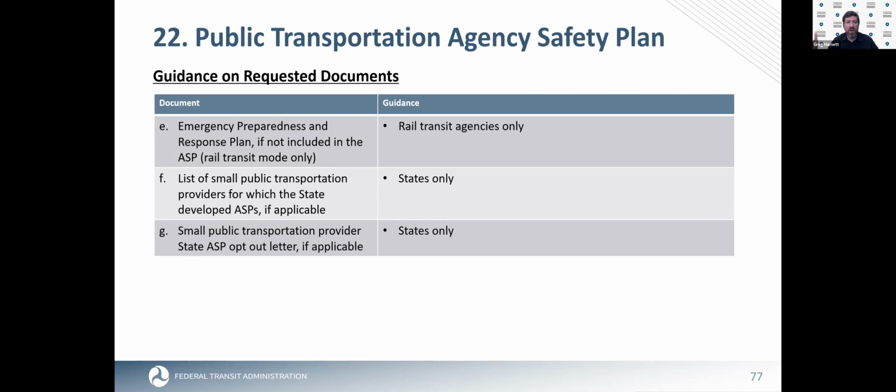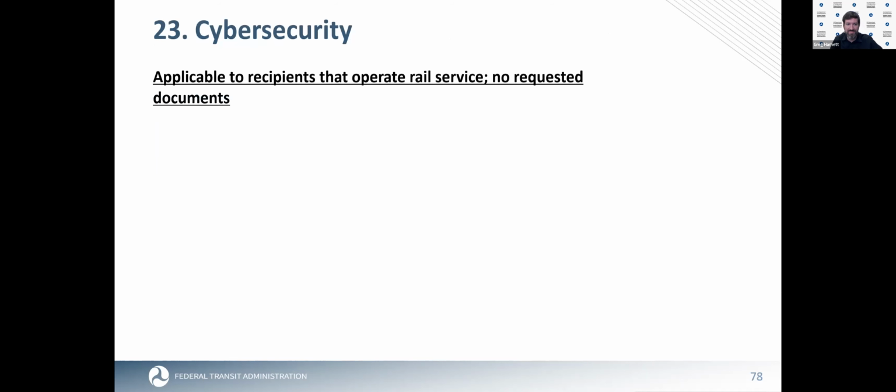Great, so continuing on in item E, the RIR is asking for an emergency preparedness and response plan, again, if not already included in the ASP. That's for rail transit agencies only. And then F and G, these final two items are for states only. So I think just in the interest of time, we can keep on going.